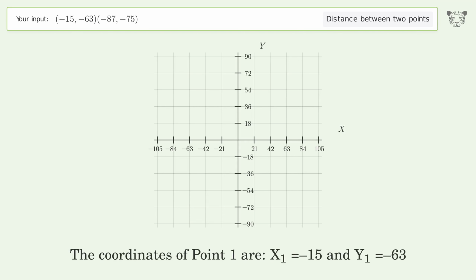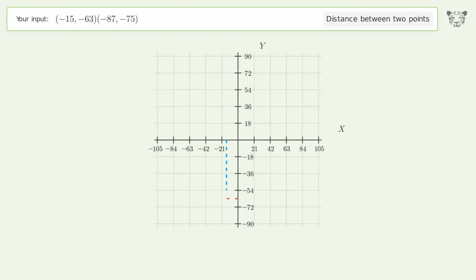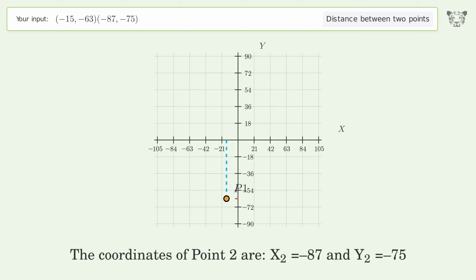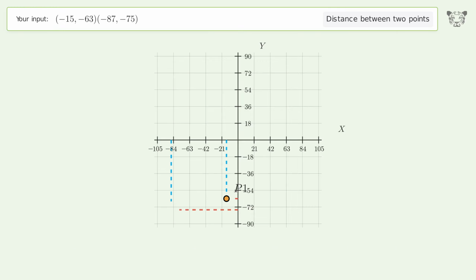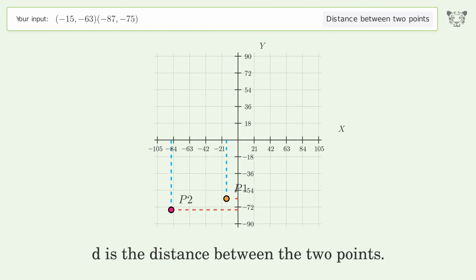The coordinates of point 1 are x1 equals -15 and y1 equals -63. The coordinates of point 2 are x2 equals -87 and y2 equals -75. D is the distance between the 2 points.